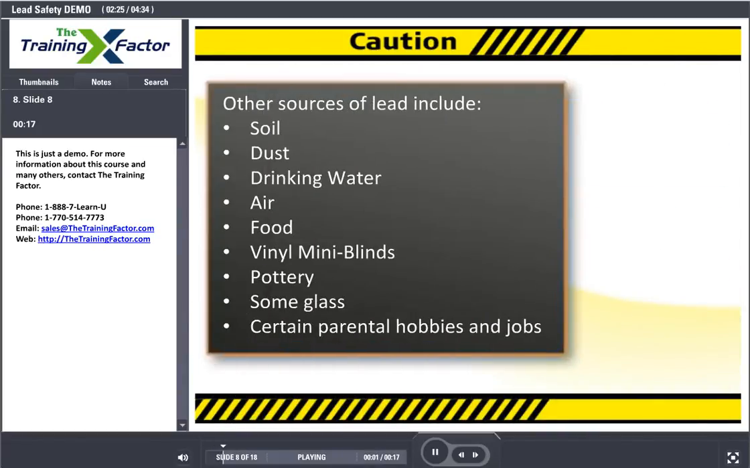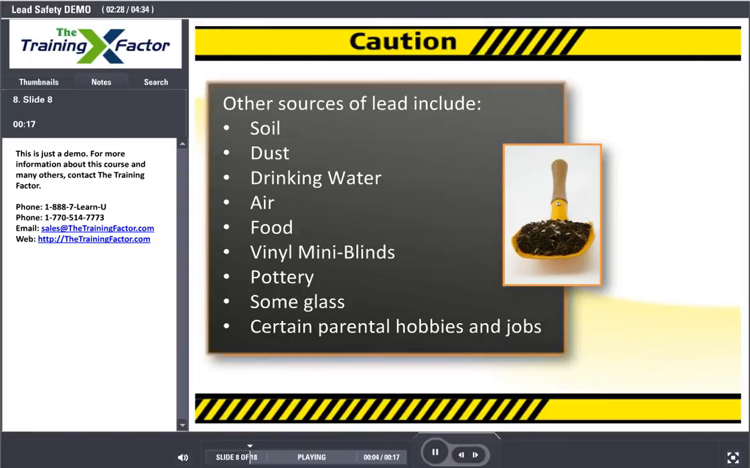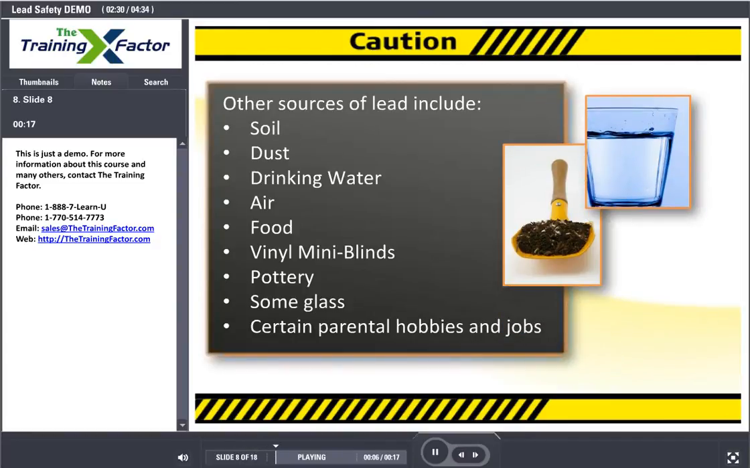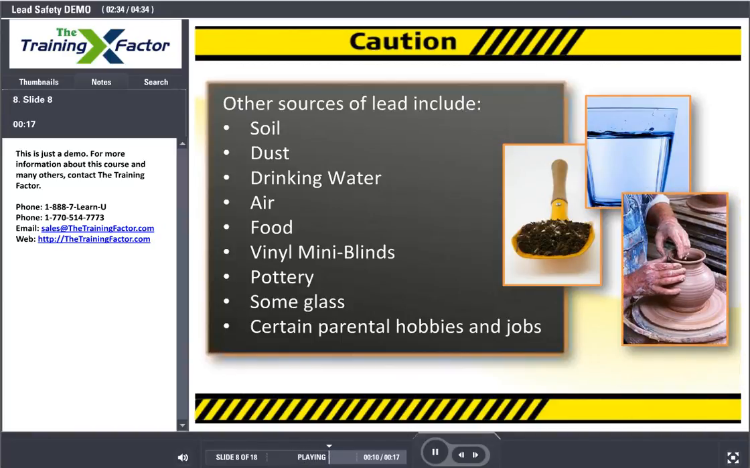Other sources of lead include soil, dust, drinking water, air, food, vinyl mini blinds, pottery, and leaded glass. Certain parental hobbies and jobs also stir up lead that could make its way back to the household.